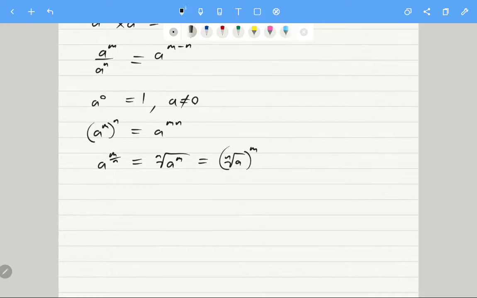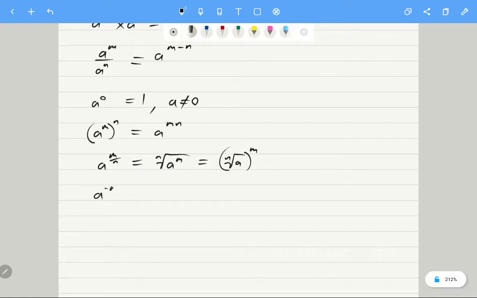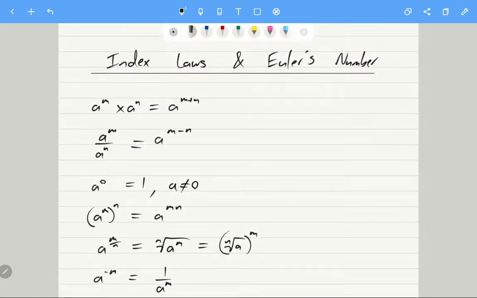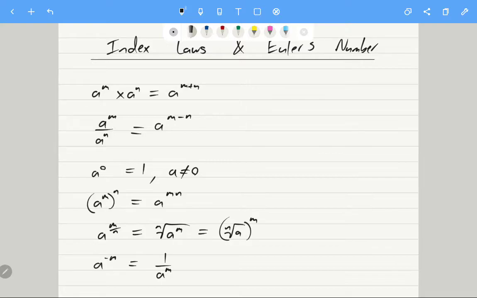The last rule is the negative rule, which is that if you have a to the negative m, you can write that as 1 on a to the m. So these are about the 6 index laws that we work with most of the time. You can write a few other ones, but they're usually just rewritings of the ones we already have. So here are our index laws. Let's play around with the index laws, make sure we're feeling comfortable with them.